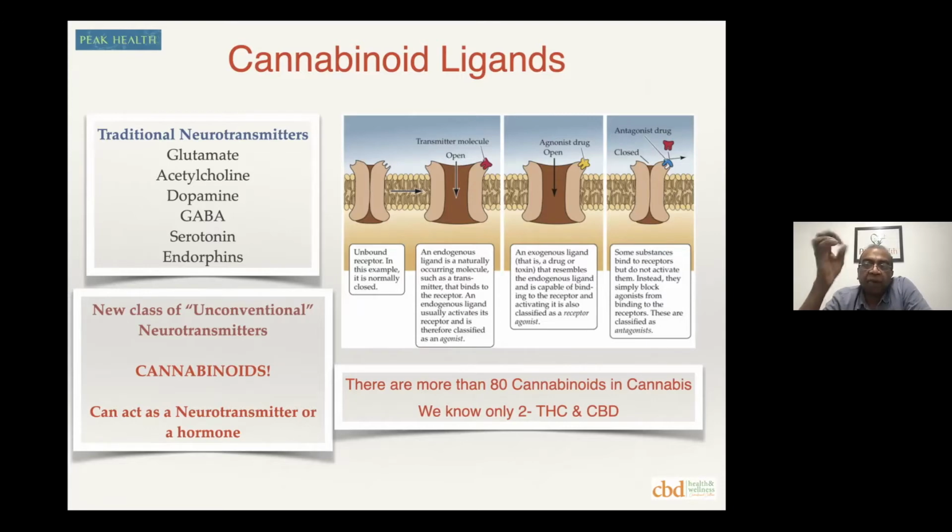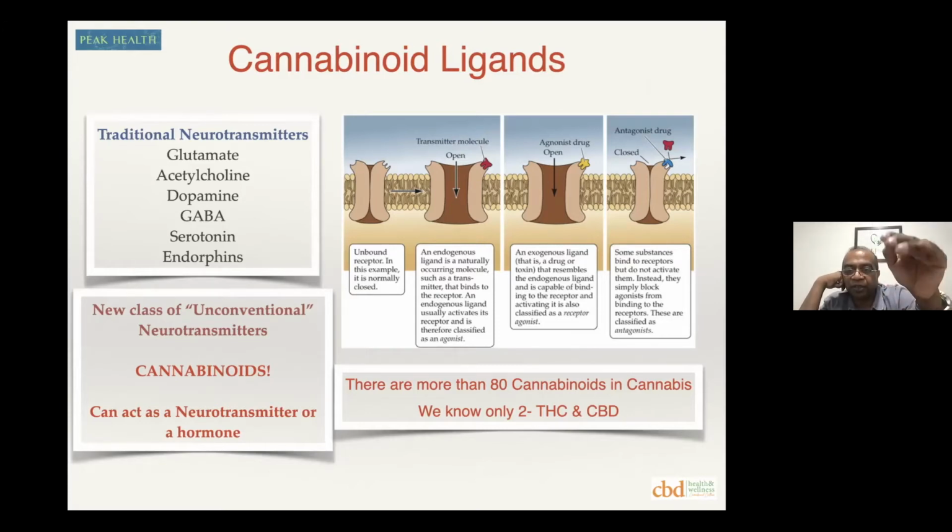This is what pharmaceutical drugs and medication are based on. In this case, I have a receptor and the receptor is closed. The first diagram is an unbound receptor, and it's closed. Then an endogenous ligand, something inside the body, comes in and touches that. In this case, it could be acetylcholine or dopamine, et cetera. When it touches that, the receptor actually opens.